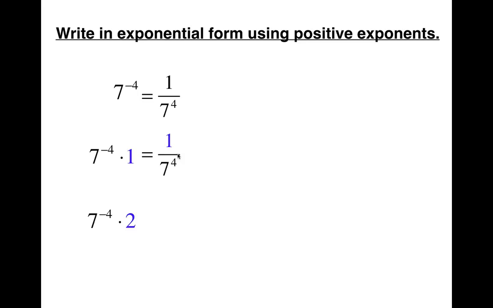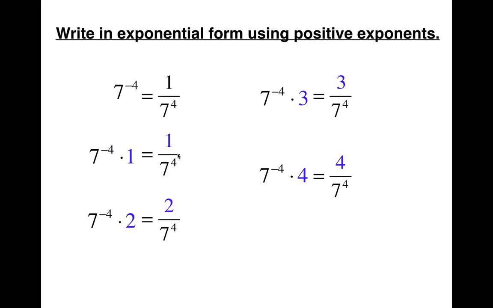So here, 7 to the negative 4th times 2 is 2 over 7 to the 4th. 7 to the negative 4th times 3 is 3 over 7 to the 4th. 7 to the negative 4th times 4 is 4 over 7 to the 4th. And 7 to the negative 4th times 5 is 5 over 7 to the 4th. So again, take a good look at where those blue numbers are coming into play with the actual answer. So at this point, I would like you to go ahead and pause the video and try numbers 1, 2, 3, and 4 on your own, using the pattern that you recognized from the previous two slides.